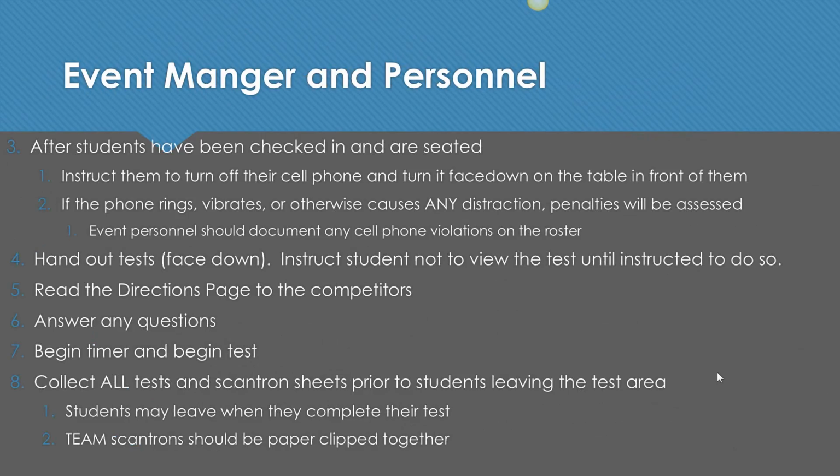After you've checked the students in and they're all seated, you need to instruct them about their cell phones. Have them turn their cell phones off and place it face down on the table in front of them. At this point, if a cell phone rings, vibrates, does anything to cause any kind of distractions, you will also document that on the sheet, because the student can lose points for cell phone violations.